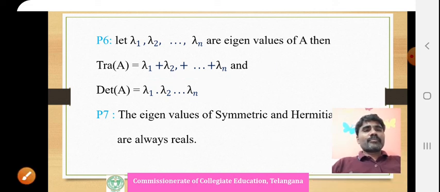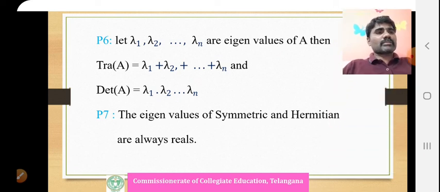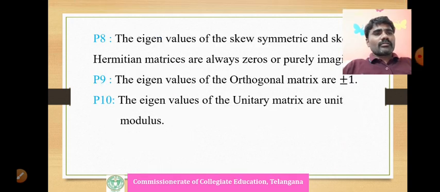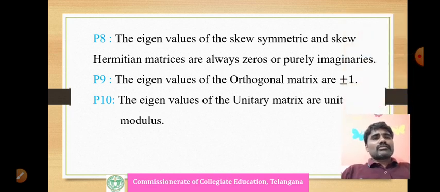Another property is that the eigenvalues of a symmetric or Hermitian matrix are always real numbers. This is an important property. Now the eigenvalues of a skew Hermitian or skew symmetric matrix are always zero or purely imaginary. This is also an important property.